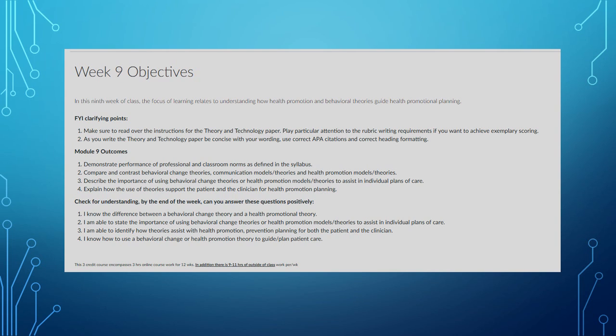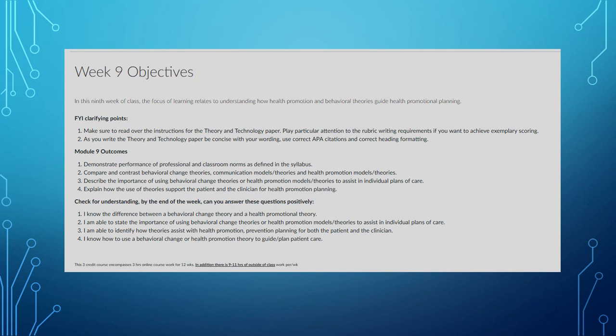Your outcomes for this week are looking at the different types of change theories and health promotion models and theories and comparing and contrasting them. Why is it this way and why is this one this way? I'm going to ask you to be able to identify or describe the importance of why using a change theory or a health promotion theory actually helps in developing a plan of care for an individual.